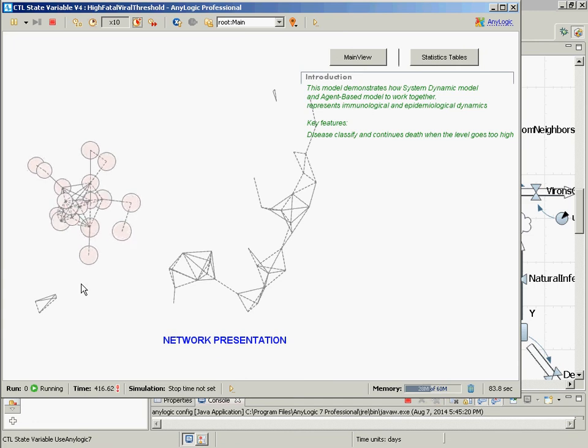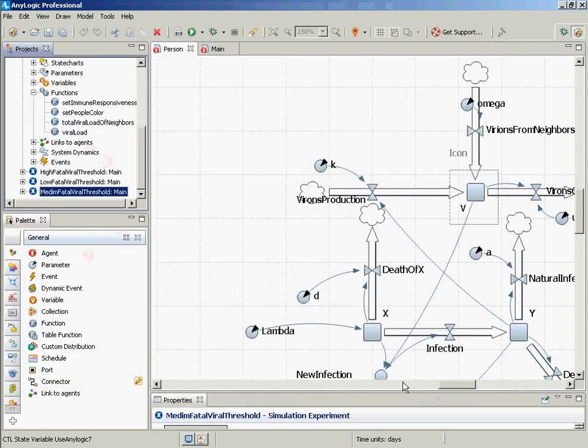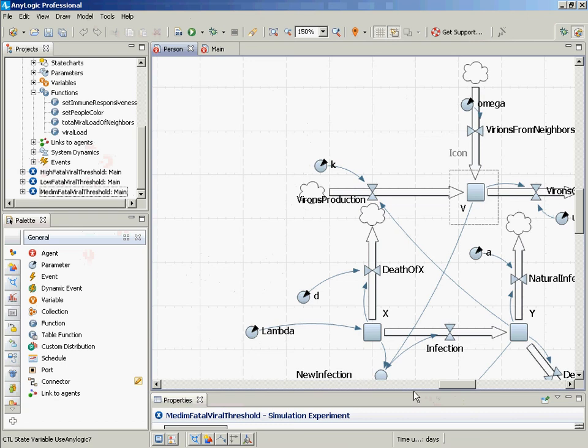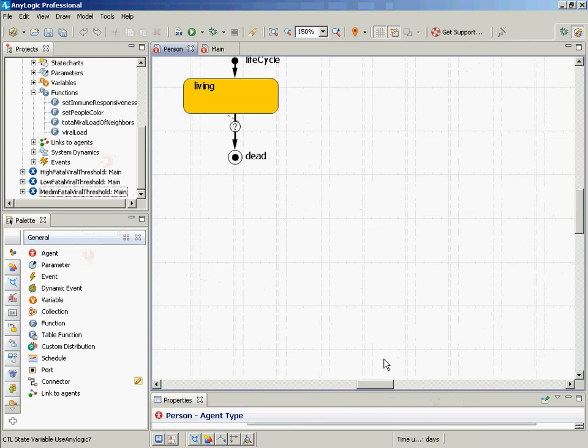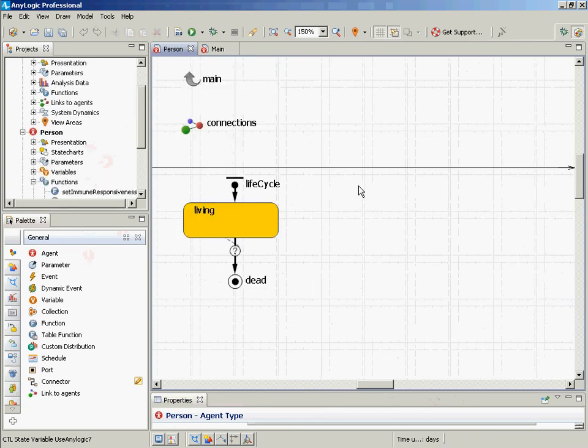So this is a model which makes use of hybrid modeling both at multi-scale level, but also within an individual. You have sort of state chart type classic agent-based modeling together with system dynamics within the individual. So within a given individual, we can mix multiple sorts of modeling. So are those helpful comments? Okay. Any other questions about this?